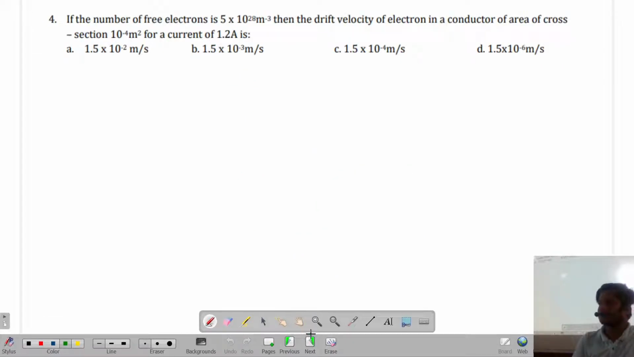Question number 4. Solve this question. This time the number of free electrons is given. Drift velocity of electron in a conductor of area of cross section 10 to the power of minus 4 meter square for a current of 1.2 ampere. Easy. I is equal to N E A v d.